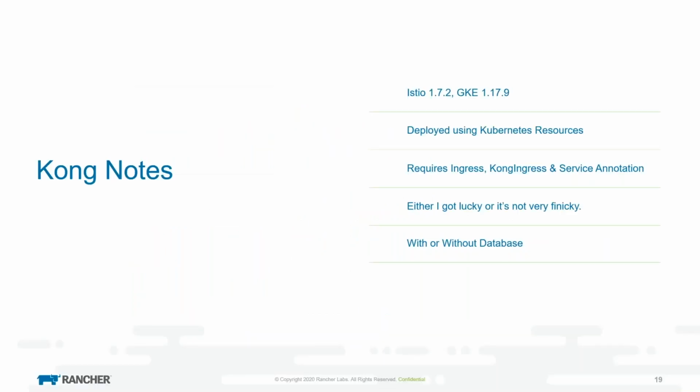Kong notes, I was able to install Kong on Istio 1.7.2 with GKE 1.17.9. I deployed this using Kubernetes resources. I honestly just went to the Istio blog, and there's a how do we integrate Istio and Kong section, and I just followed that. That was really straightforward and really easy.